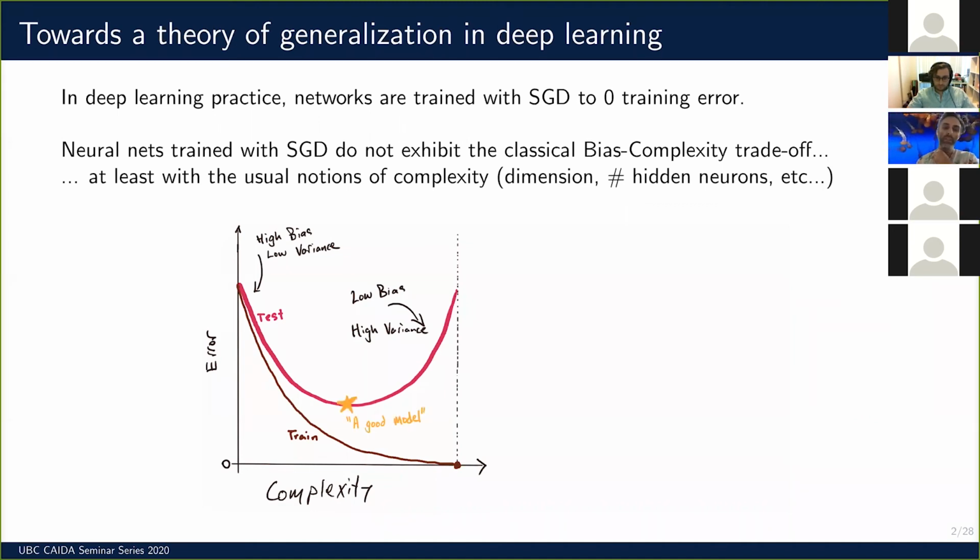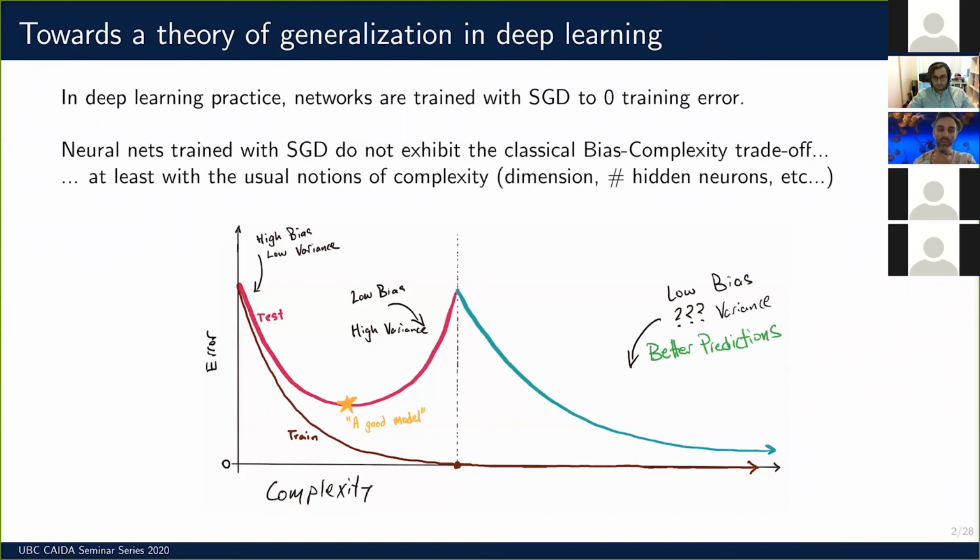The classical story is that we find some sort of balance between these two, and that's what a good model is. In deep learning, though, we seem to be operating in a different regime. This is a picture of double descent, where at least with respect to the ordinary notions of complexity, we instead just see test error improving as we increase nominal notions of complexity. Just struggling a little bit with the slide advance. Okay, so in this regime, we continue to have low bias, and it seems like we're past the place where variance explodes, and maybe variance is coming down.